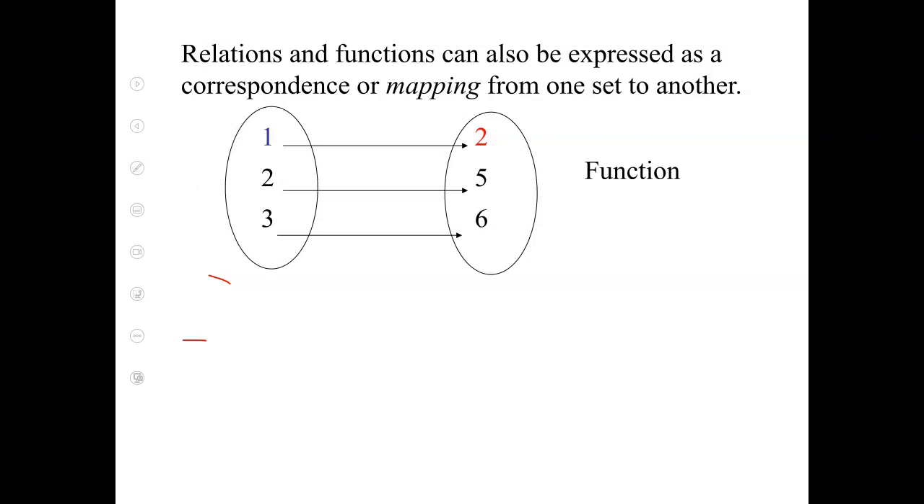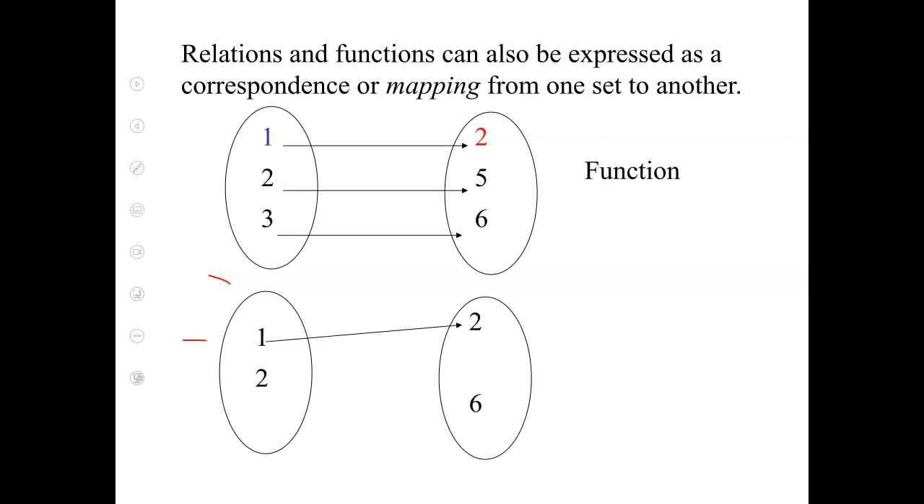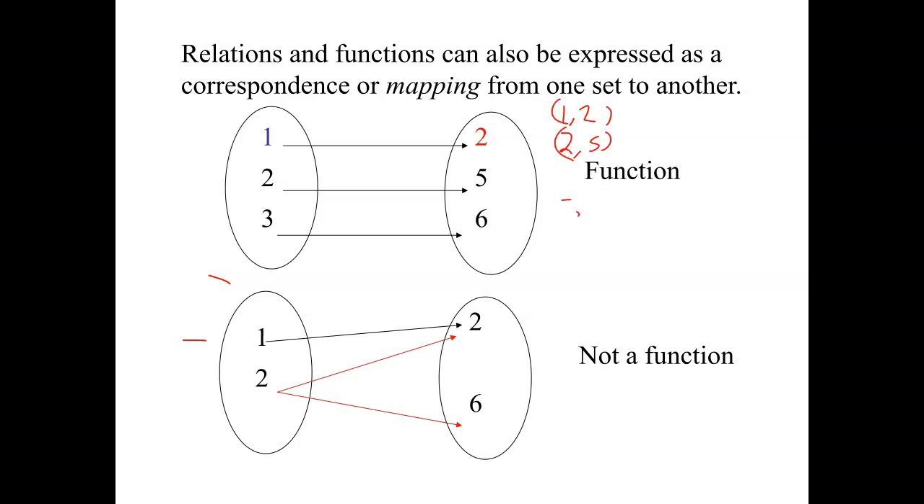But if I go to my next map, I take 1 and it points to 2. That's good. This value only corresponds to 1 output. But 2 corresponds to 2 different outputs. Not a function. If I represented the first map as ordered pairs, it would be like having (1, 2), (2, 5), and (3, 6), all a function.